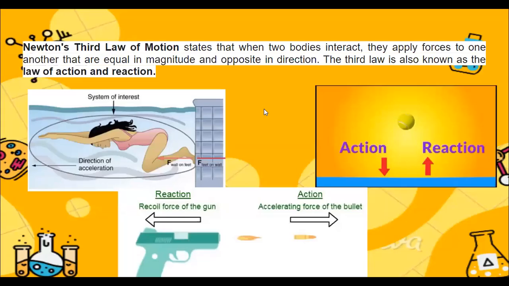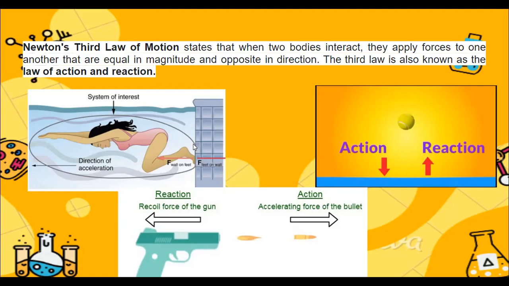So we are in the third law of motion. This one states that when two bodies interact, they apply forces to one another that are equal in magnitude and opposite in direction. The third law is also known as the law of action and reaction. As you can see in our photo, the first one is the swimmer. The body is the system of interest, and the direction of the acceleration is going to the left.